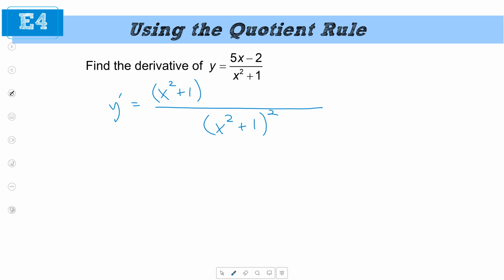Okay, let me give you that again. Put the denominator on the bottom and square it. Bring the denominator up to the top. Denominator times derivative of numerator minus numerator times derivative of denominator.